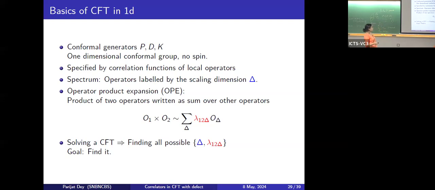So these numbers delta and lambda, these are known as the CFT data. If we can compute all the values of deltas and lambdas that can appear in a theory, we can completely fix the theory. So our goal is to solve for these numbers using the symmetries of the one-dimensional conformal group.